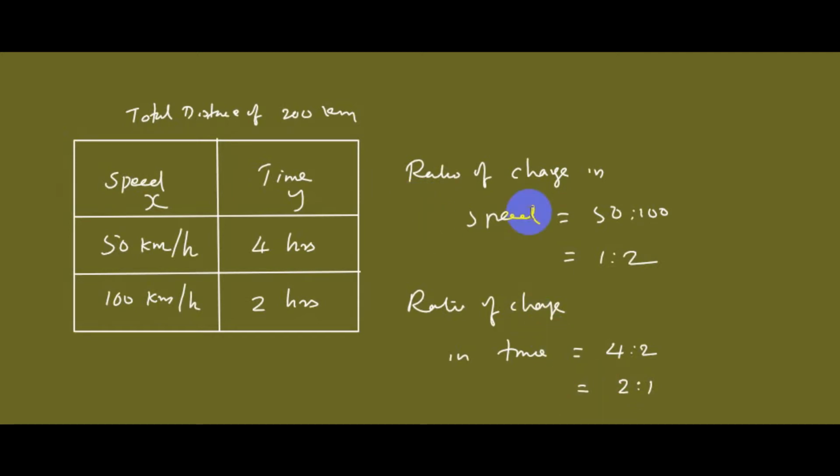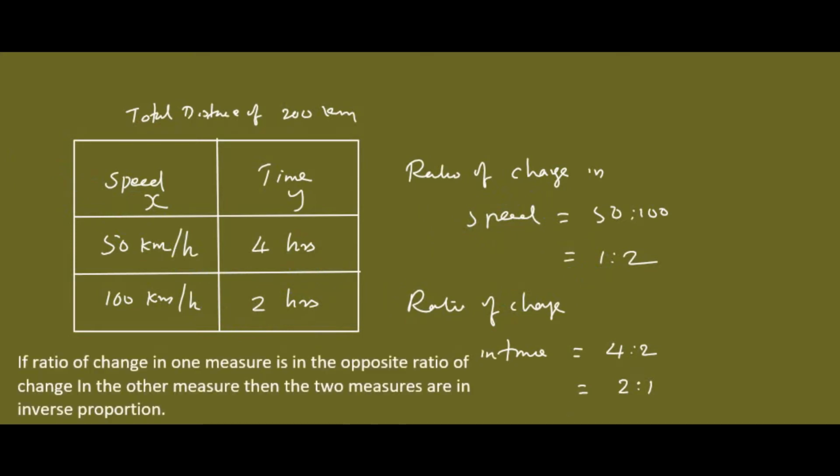Now we understand what inverse proportion is. When two measures are such that the ratio of change in one measure is the opposite of the ratio of change in the other, then the two measures are said to be in inverse proportion. You can draw such a table and write all these notes in your notebook.